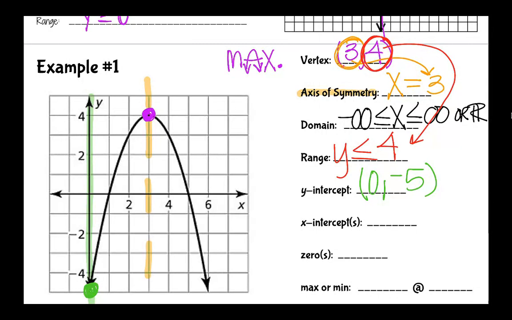X-intercepts, again, that's where our solutions are, where it's crossing the x-axis. And we have 2 solutions this time. So the first one, I'm going over 5, up 0, and over -3, up 0.